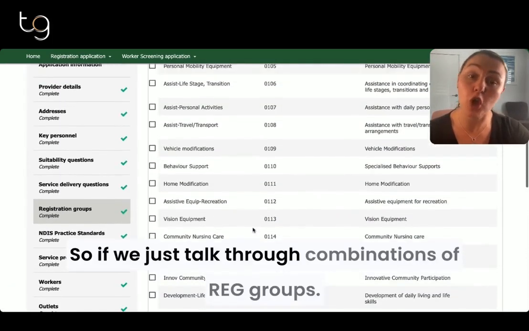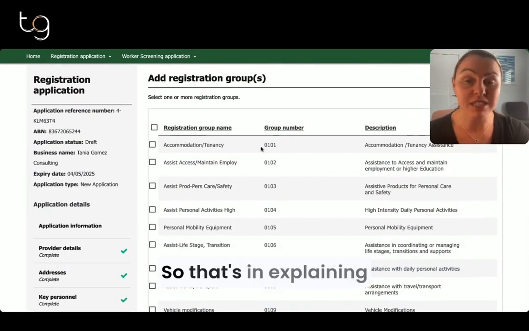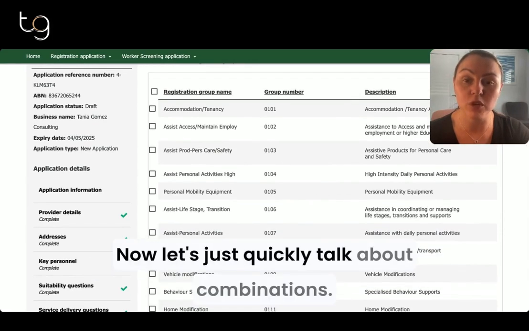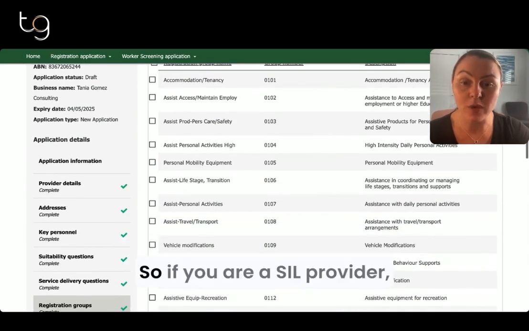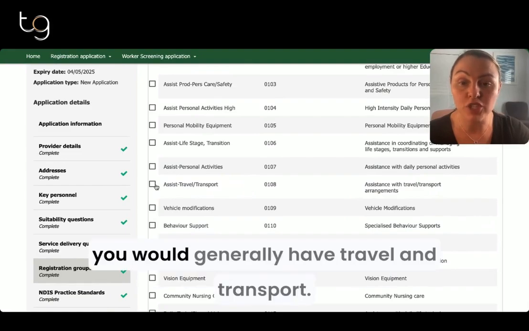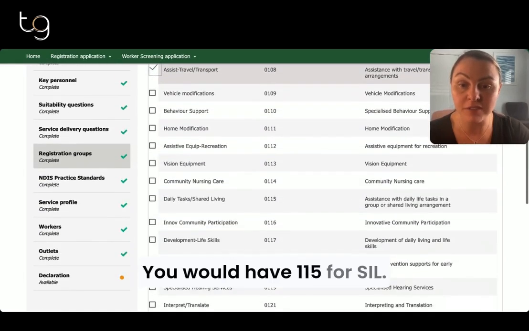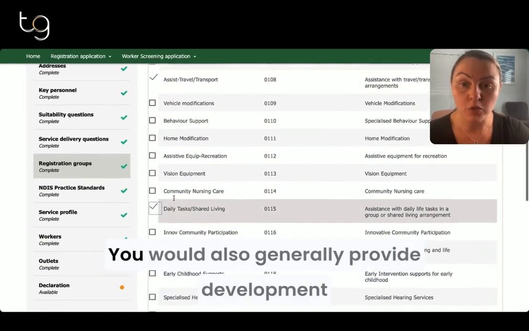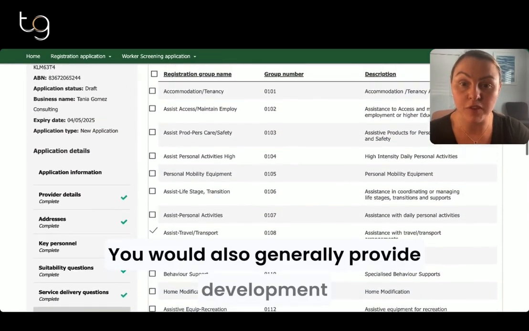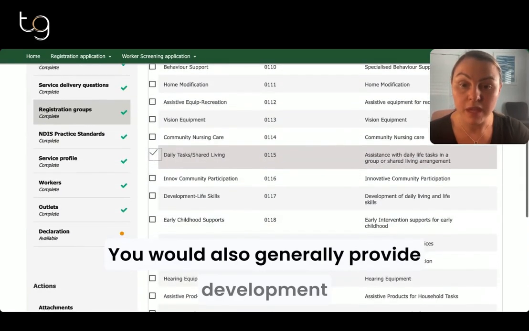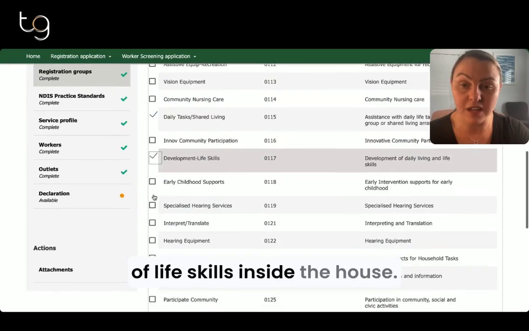So that's explaining each registration group individually. Now let's just quickly talk about combinations of reg groups. So if you are a SIL provider, you would generally have travel and transport. You would have 115 for SIL. You would also generally provide development of life skills inside the house.